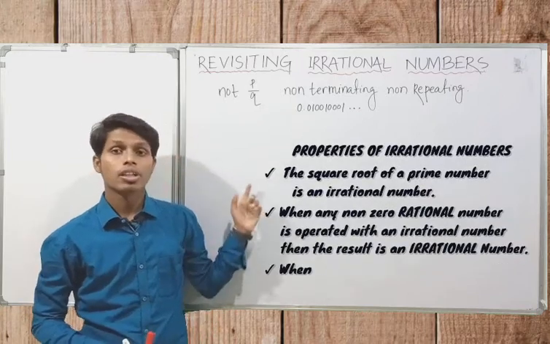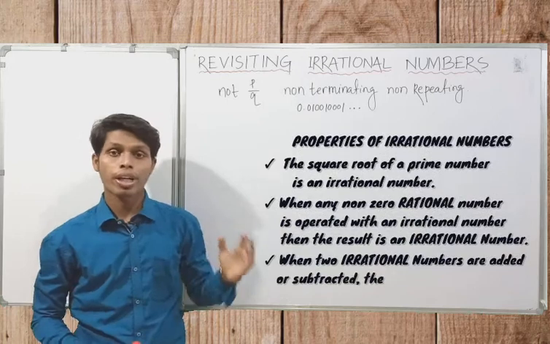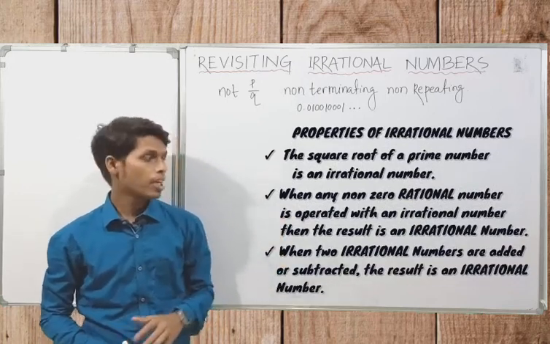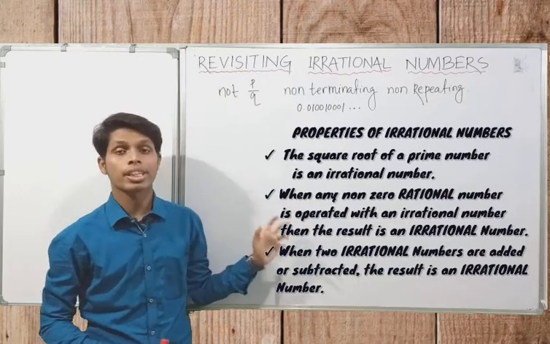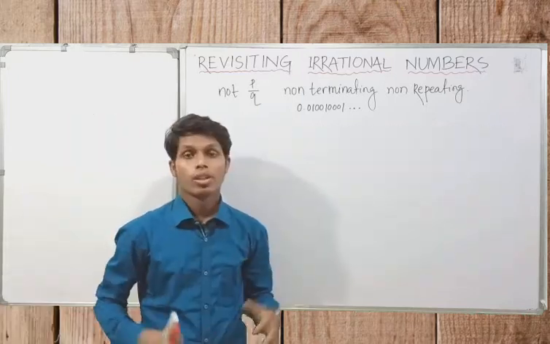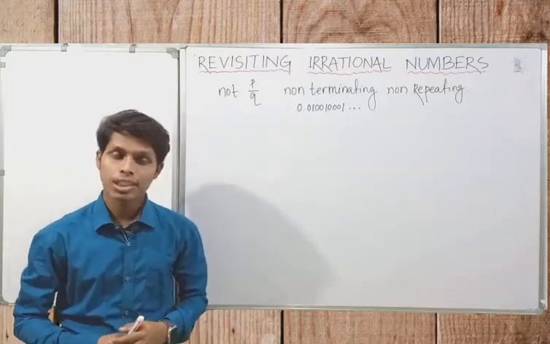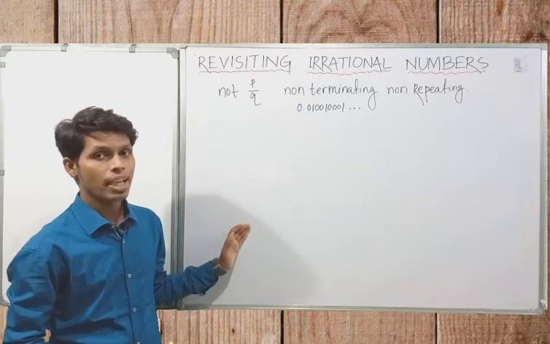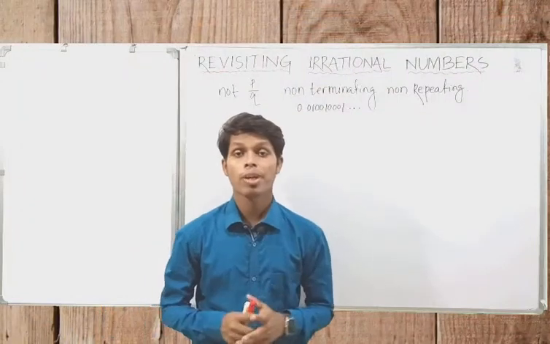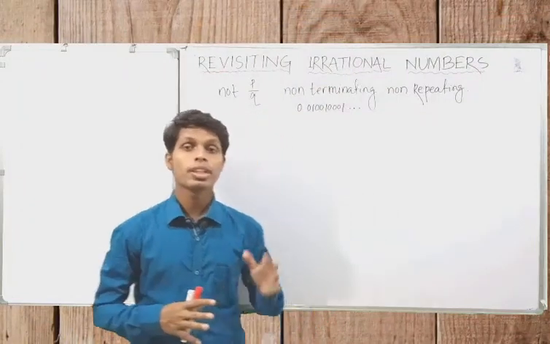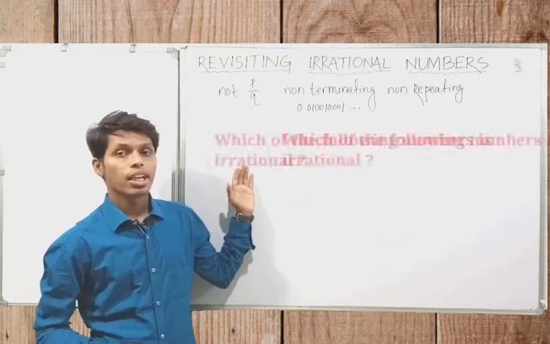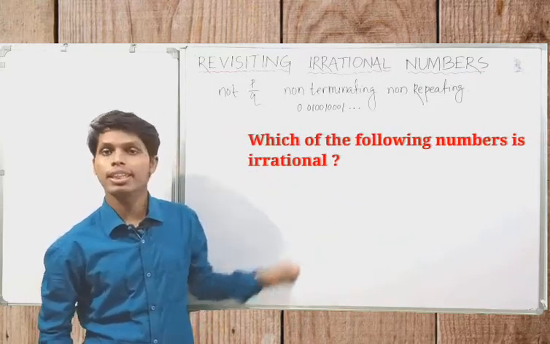Also we have learned the irrational number when operated with a non-zero rational number, the result we get is an irrational number. Also when two irrational numbers are added or subtracted, the result is an irrational number. So in this class we will dive deeper into the concepts of irrational numbers and verify these properties. So let's start. Before starting the verification of those properties, let's start with a simple question about irrational numbers. The question is, which of the following numbers is irrational?